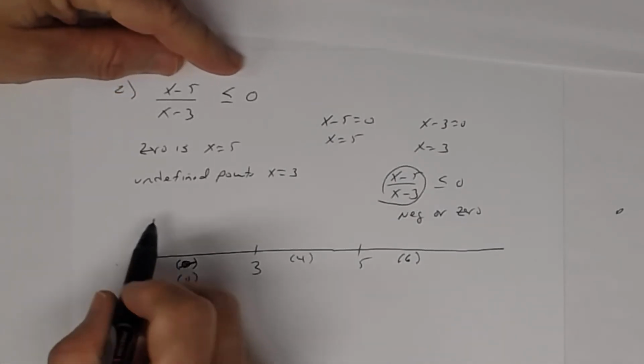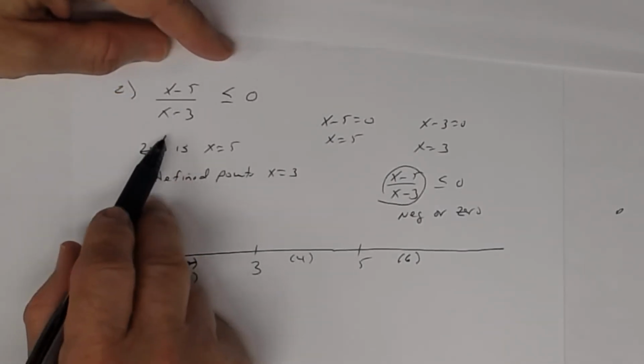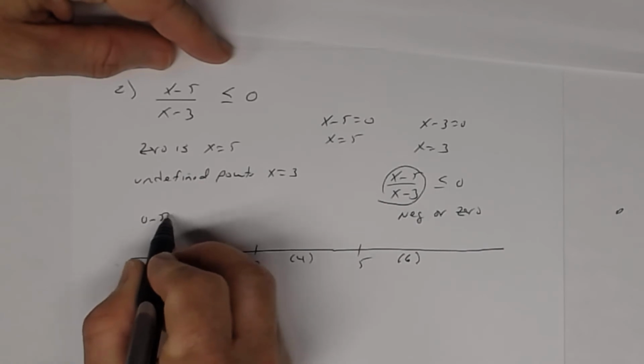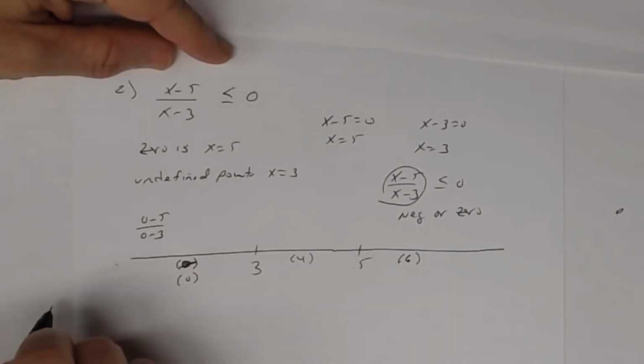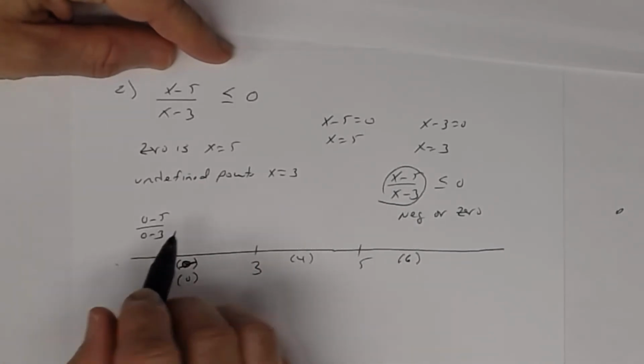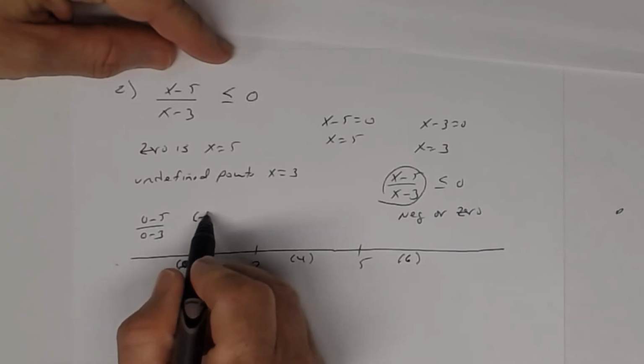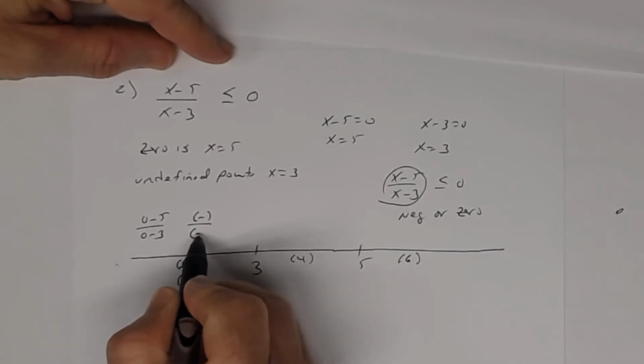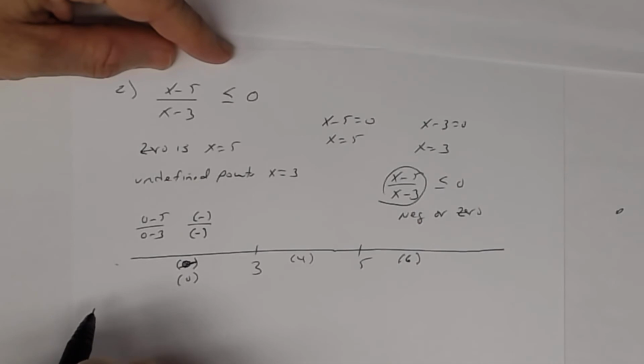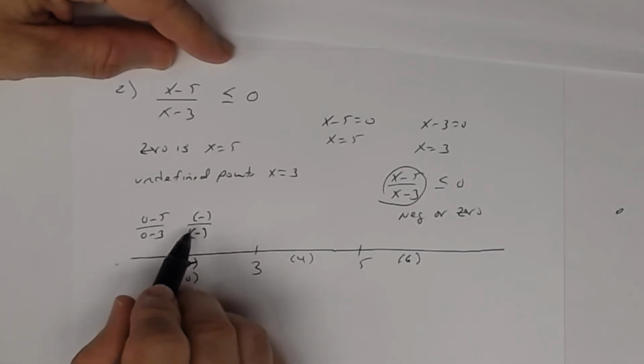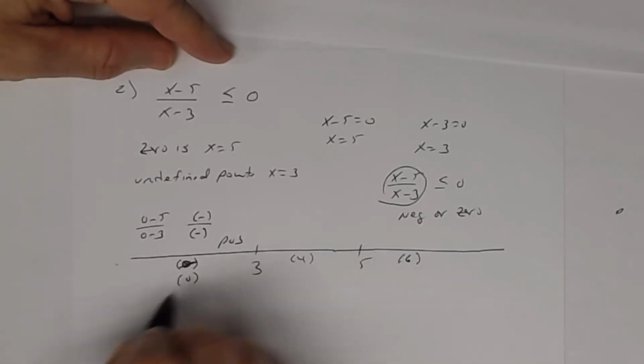Let's do 0 first. So go back where we see the variable x, and substitute 0. So I get 0 minus 5 divided by 0 minus 3. So you're looking at those factors. 0 minus 5 is a negative number, that's negative 5. 0 minus 3 is a negative number, right? Negative 3.